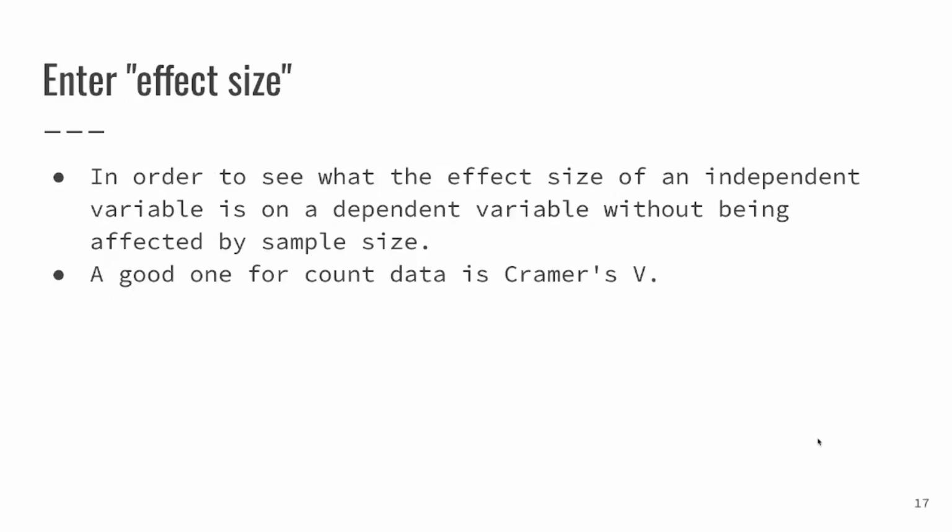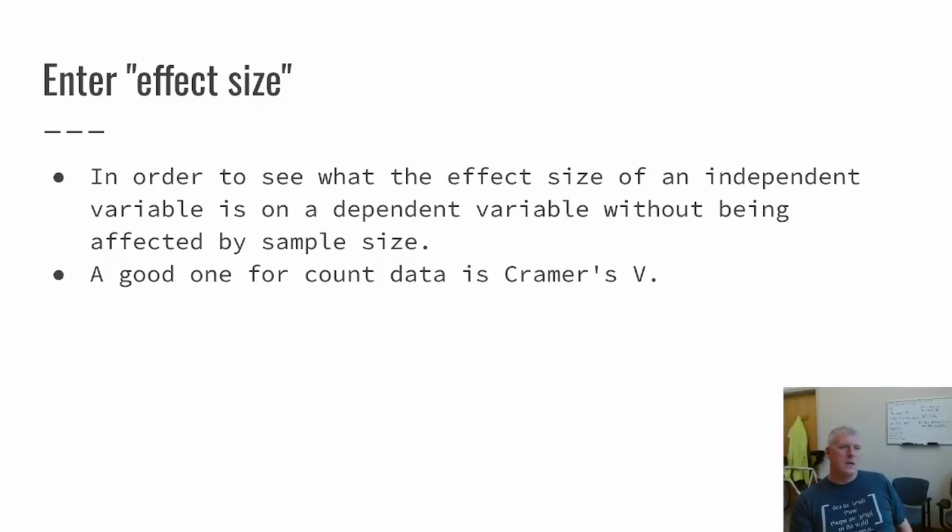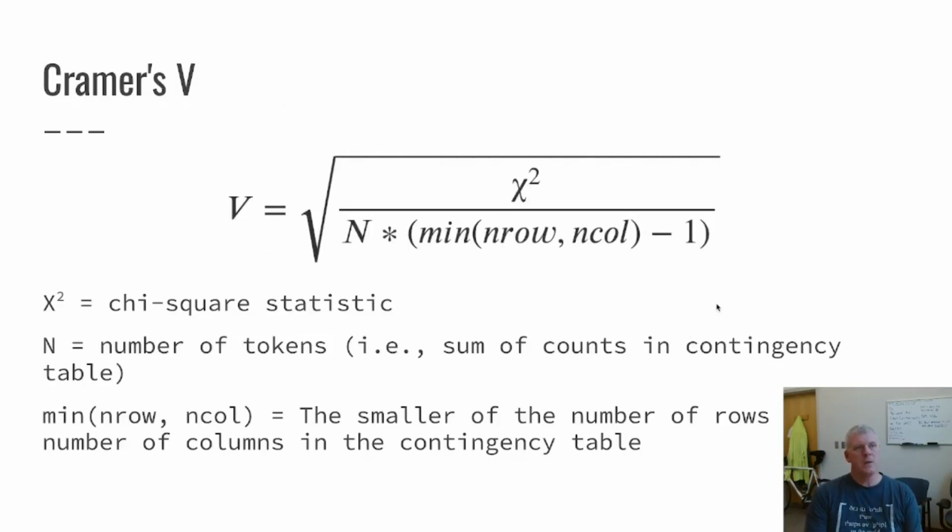So you often need an effect size measure. It's important to have an effect size measure in this case. It shows you the effect size of an independent variable on a dependent variable without being affected by the sample size. And a good one for count data is Cramer's V. So when you use a chi-square or Fisher's exact test, it's a good idea to use a Cramer's V effect size test. And Cramer's V, the math is not too crazy. Here's the mathematical formula. Don't get scared, it's just a simple mathematical formula.